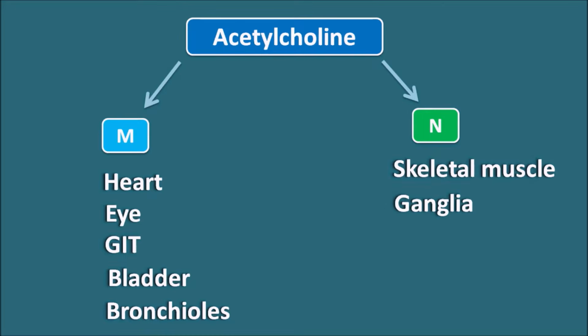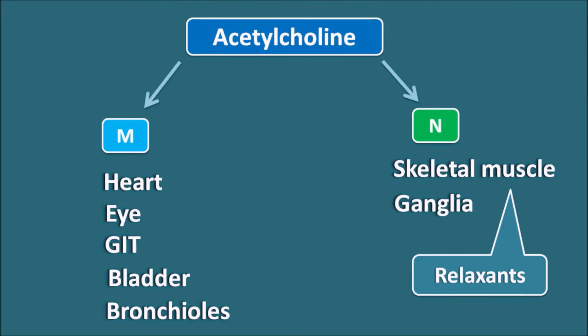And apart from these peripheral actions, acetylcholine can also produce central actions through the muscarinic as well as nicotinic receptors. From the therapeutic point of view, which receptor action is more important? For example, if we take the skeletal muscle, which type of drugs are required that should act on the skeletal muscle? Particularly, we need skeletal muscle relaxants which can relieve any skeletal muscle spasm, but we rarely need any skeletal muscle contracting agents. So from the therapeutic point of view, skeletal muscle relaxants are more important.